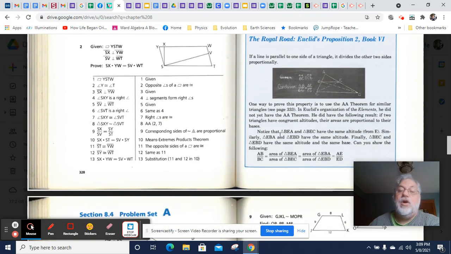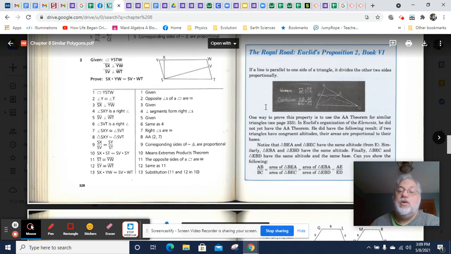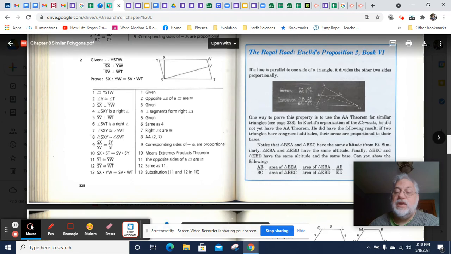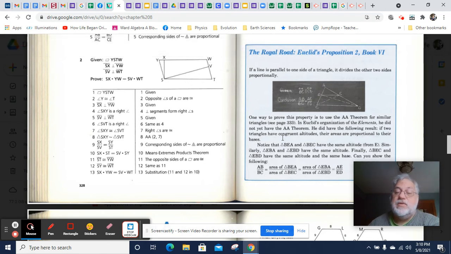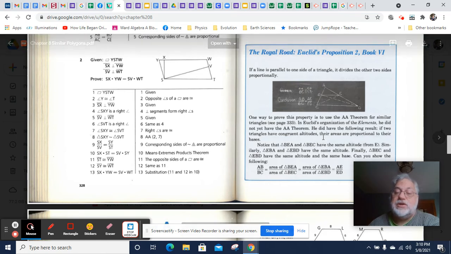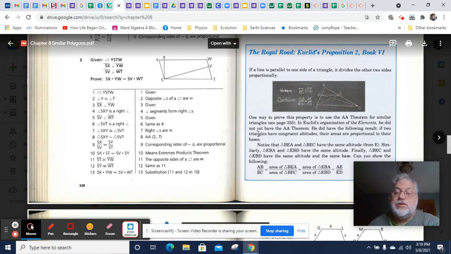Now, these little things are always worth taking a little time on. The Royal Road, Euclid's Proposition 2 from Book 6: if a line is parallel to one side of a triangle, it divides the other two sides proportionally. And so one way to prove this property is to use the angle-angle theorem. Euclid's organization of the Elements, which is a very famous and important book of mathematics and geometry, did not actually have the angle-angle theorem, so he used some other things. He knew that if two triangles have congruent altitudes, then their areas are proportional to their bases.